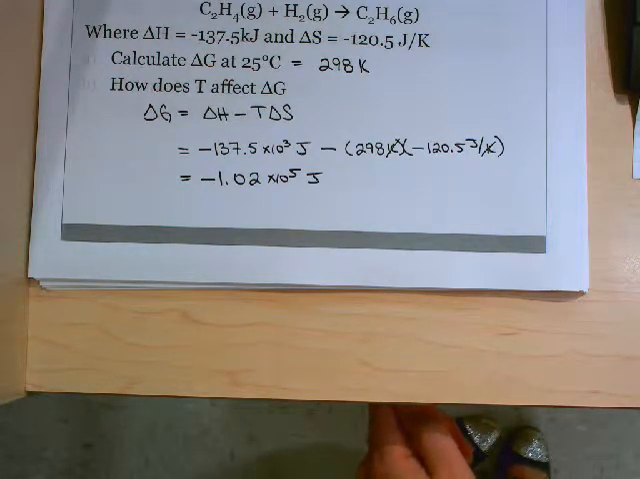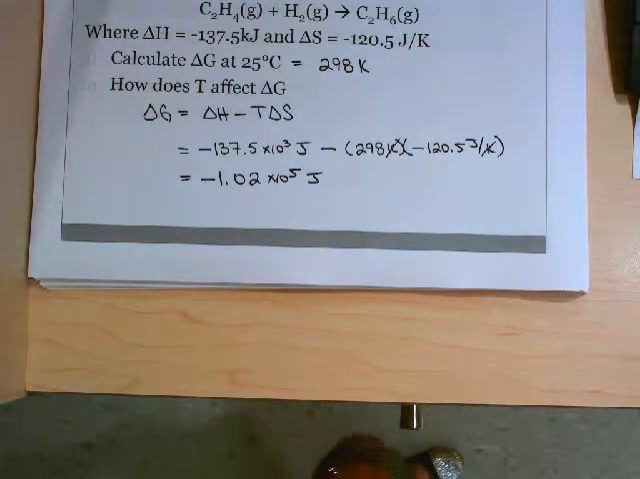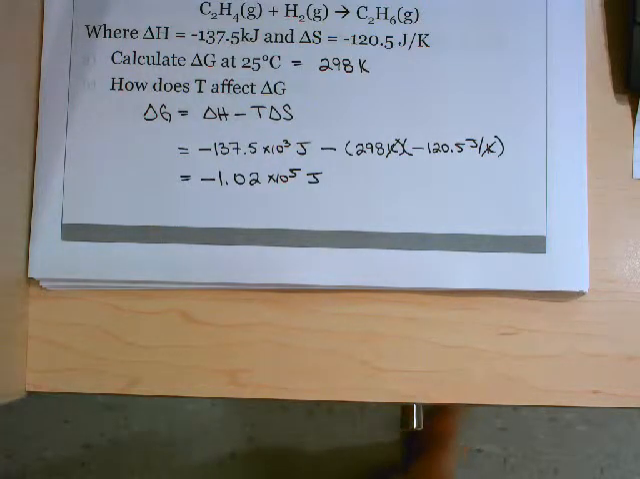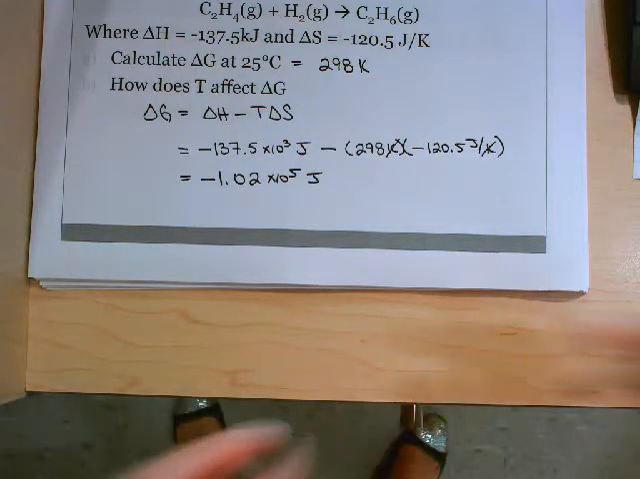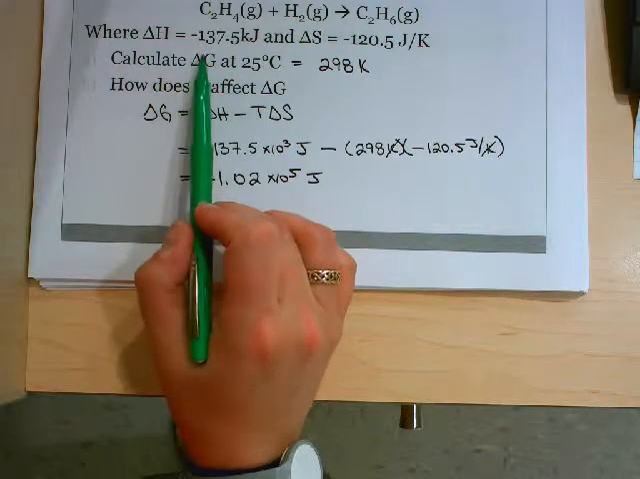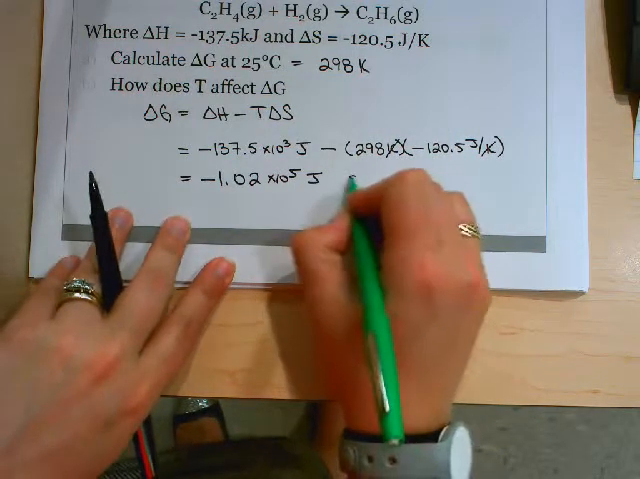Alright, ballpark, yeah. Yep. Alright, so if I get a delta G of negative 1.02 times 10 to the 5th joules, it is super spontaneous, right? Which should make sense because look at this delta H. It's gigantic, right? 3 orders of magnitude bigger than my delta S.